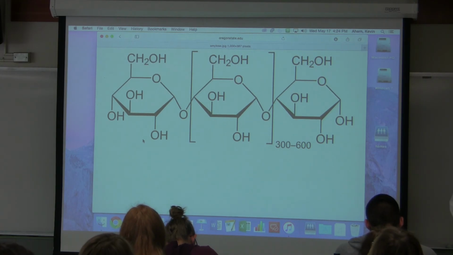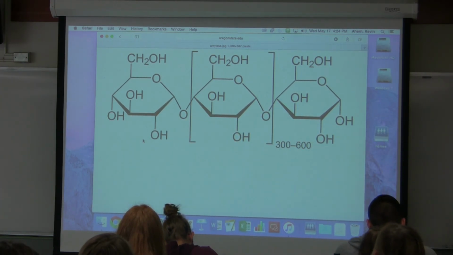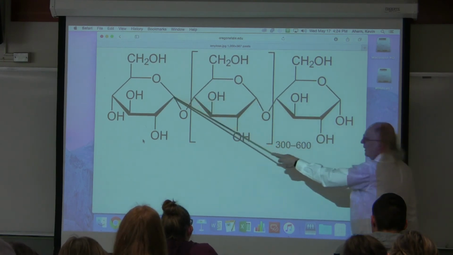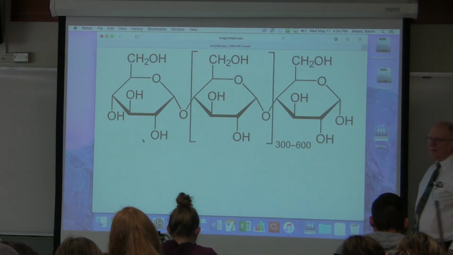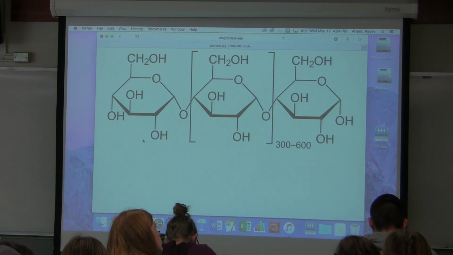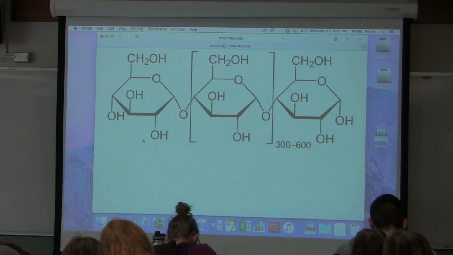But glucose is a poison. I want you to remember that. So the way of dealing with this poison in a plant is to put it into a polymeric form. Look at the bonds. Alpha 1,4. Alpha 1,4. Amylose is a very simple structure. It's simply a polymer of glucose units in the alpha 1,4 configuration. You can see this can be 300 to 600 long. Okay? Long polymers.